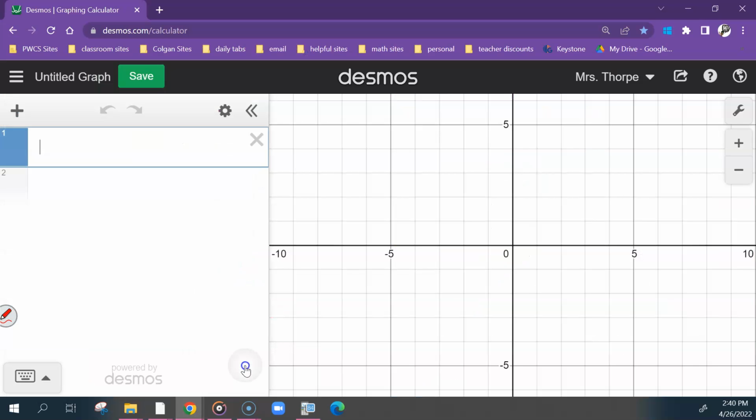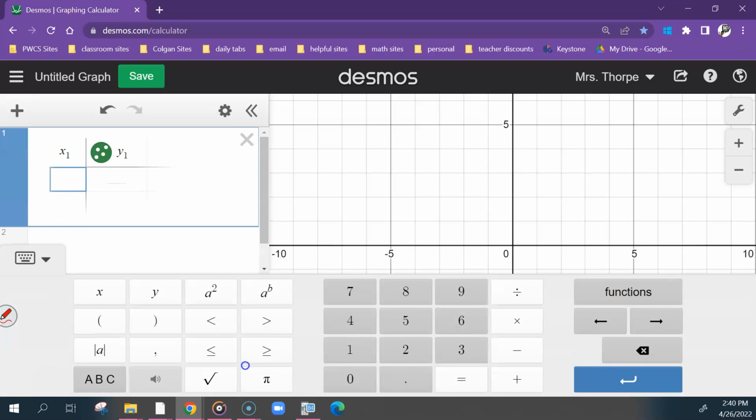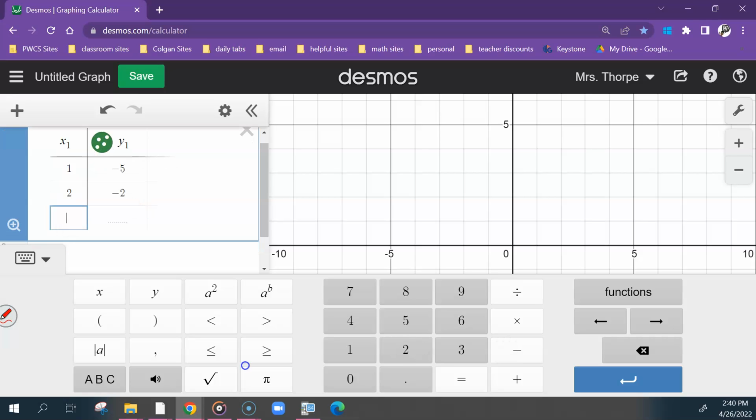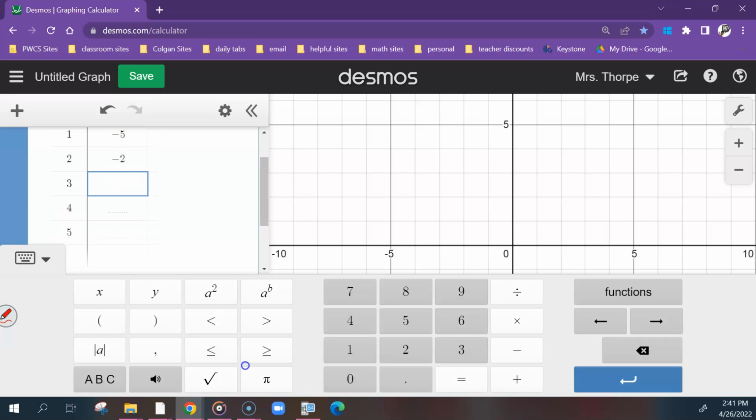So in Desmos, you would hit the plus, make a table, put in all your values. So 1 and negative 5, 2 and negative 2, 3. Once Desmos gives a pattern, if you hit enter, it'll put in the rest of the numbers you want. So 3, 4, 5. We've got negative 1, negative 2, and negative 5.